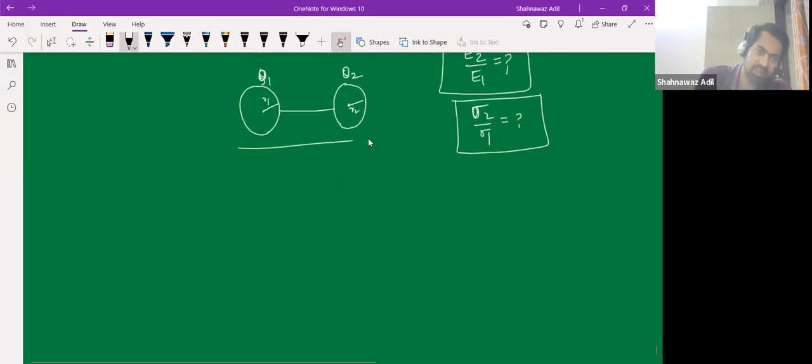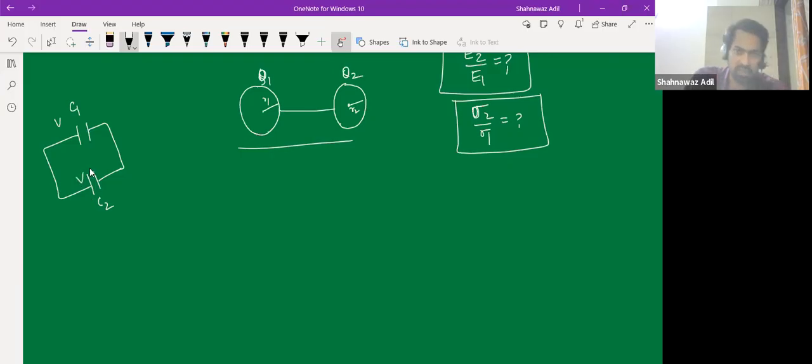We had two capacitors, and then they were charged. And then we joined them together. So this had C1 and C2 capacitance, and initially they had V1 and V2 voltages. But when we join them together, their voltages become the same, right?